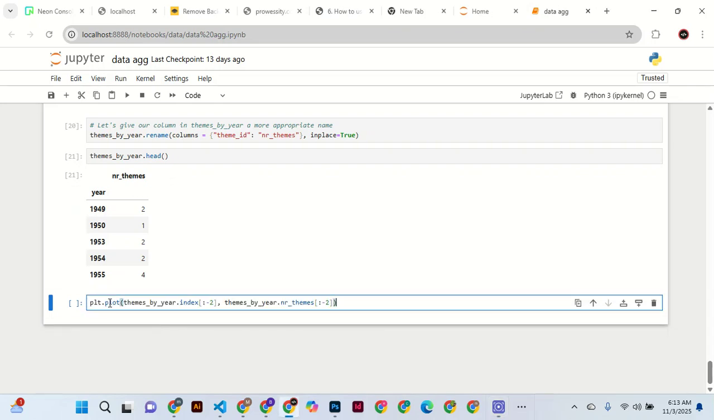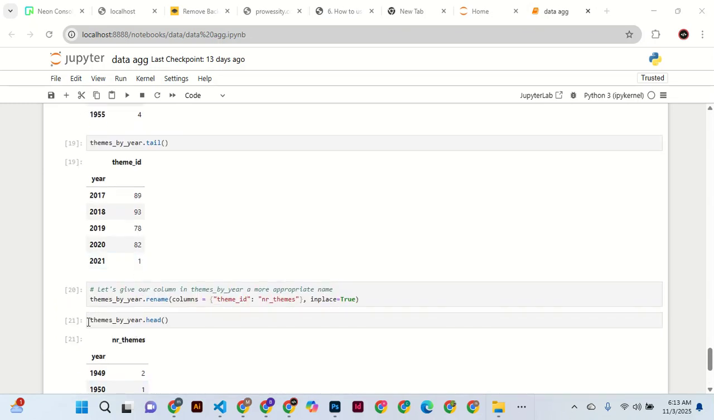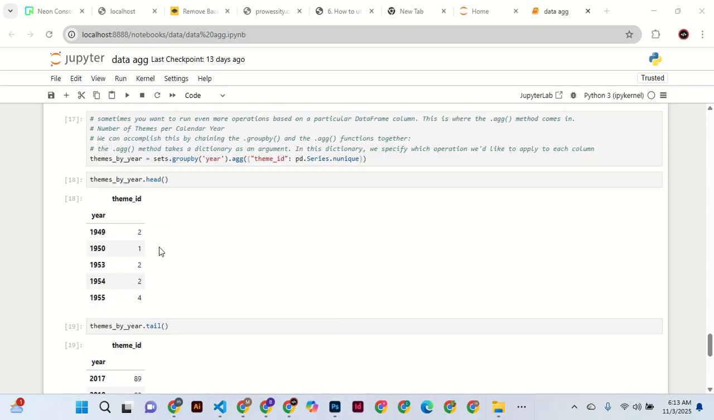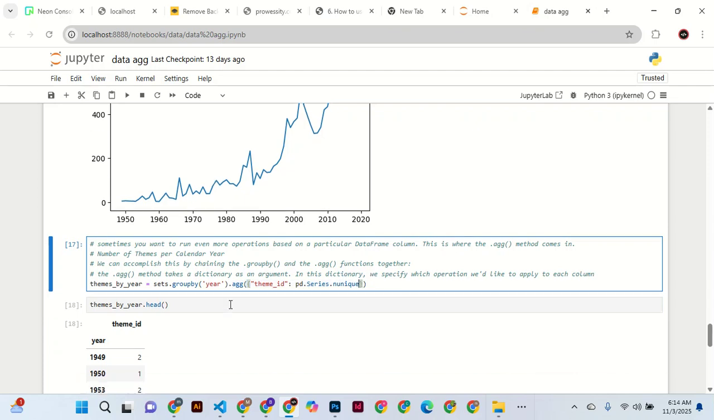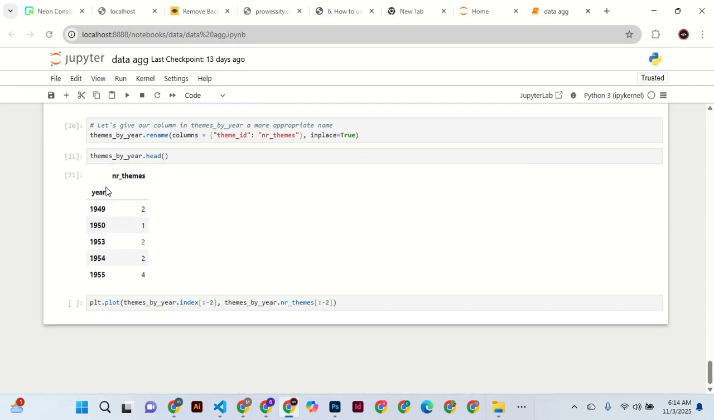So as we did, this is what we did, and we plot, now we are plotting the themes by year. We declared it here, themes by year, and we group those years and aggregate the number of themes, getting the total number, which is this one, this one, this one, this one.